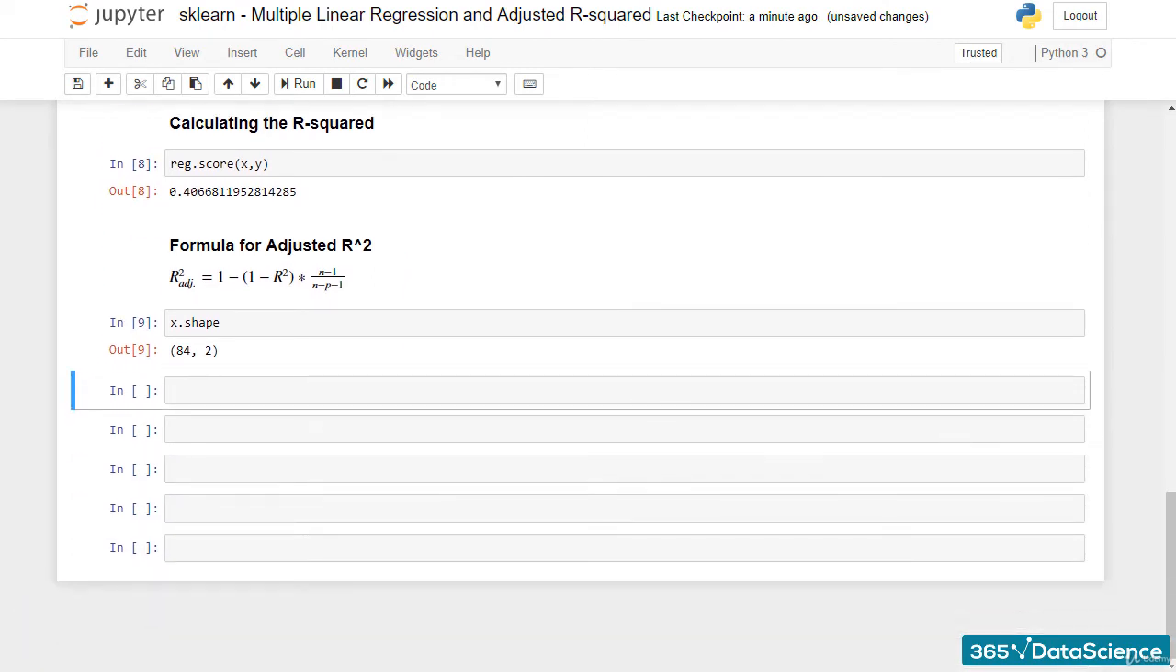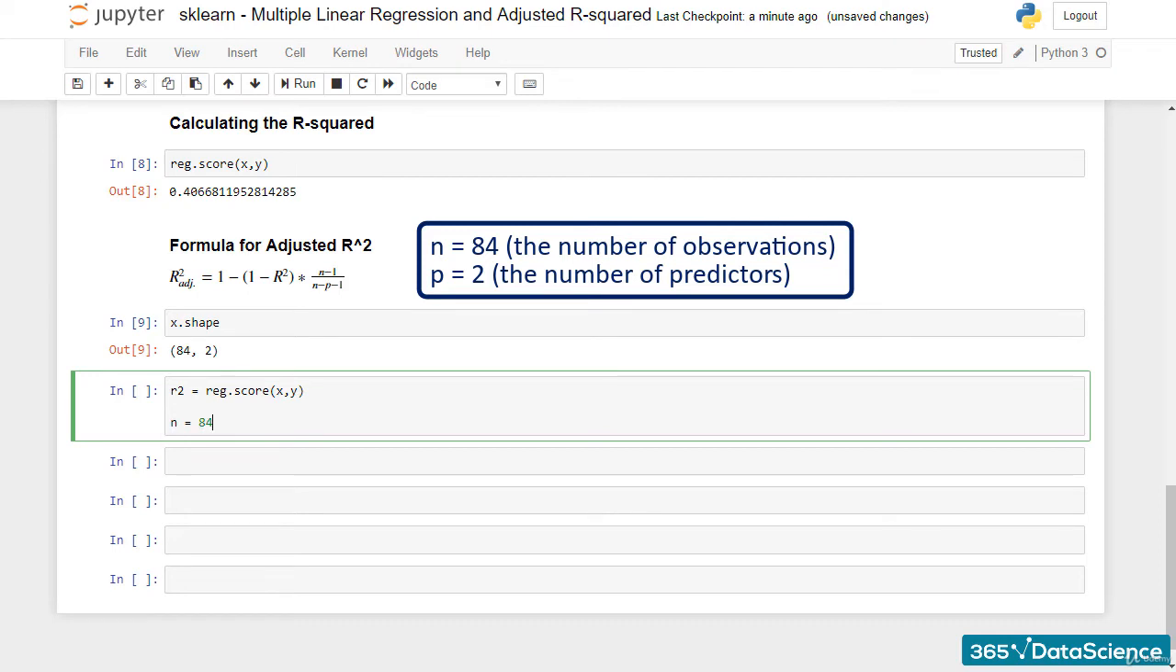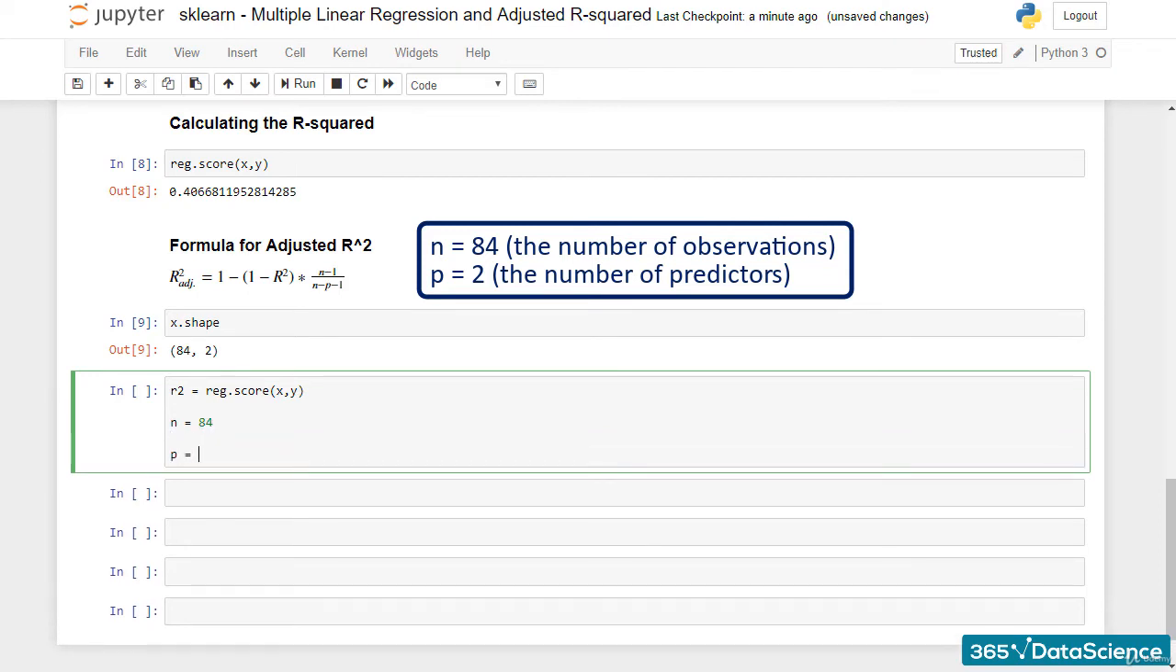First, we need to declare a variable called r2, where we will store the R-squared we found earlier. Next, we must find n and p. The input data is stored in x. x has a shape of (84, 2), so 84 observations and 2 features. To build a parameterized version of the code, we can use the shape attribute to extract the number of observations and features. The samples, n, are equal to the first dimension value of that shape. So, x.shape[0]. Analogically, the number of features p is equal to x.shape[1].